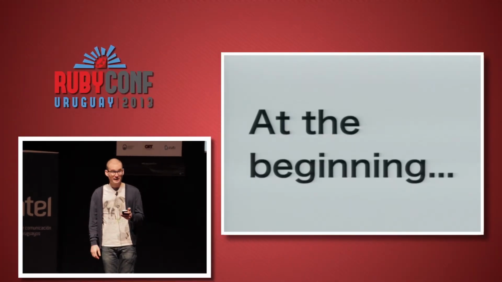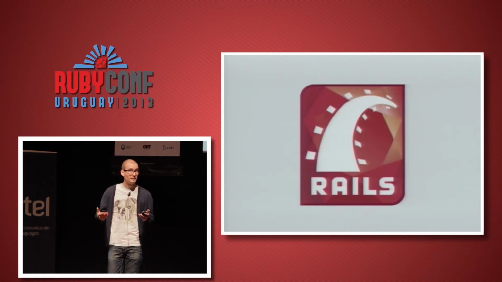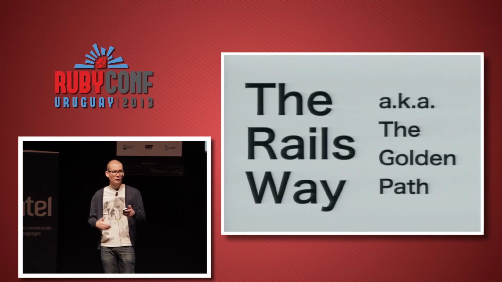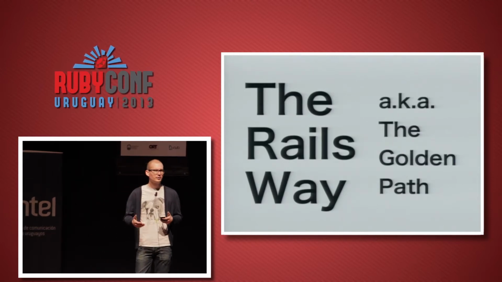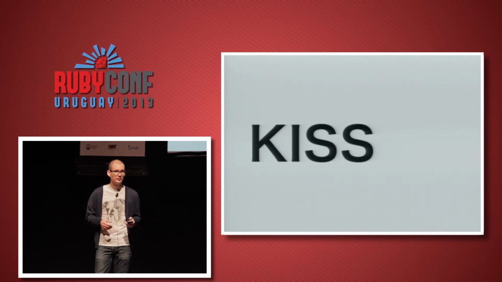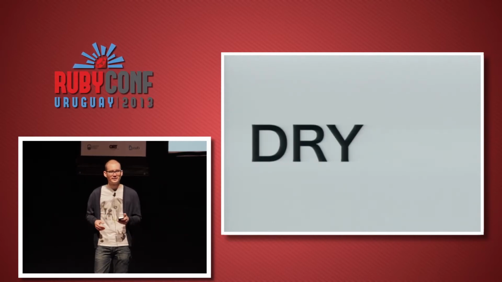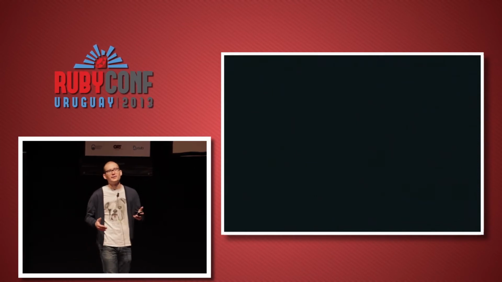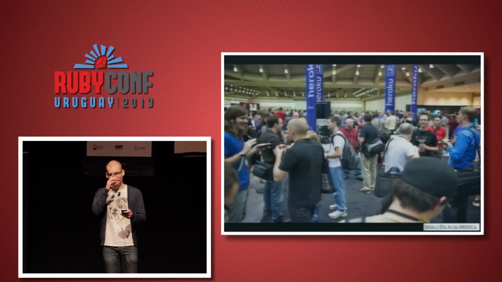So, at the beginning, there was one framework, there was one stack, and there was one way of using them. We all try to follow the golden path. We try to keep things simple. We try not to repeat ourselves. And we wrote skinny controllers and fat models. You know, we were young and naive, and life was good. Programming, thanks to Rails, was a joy.